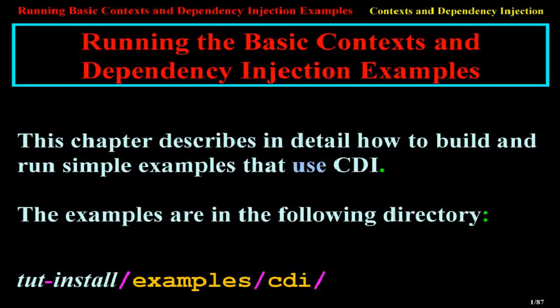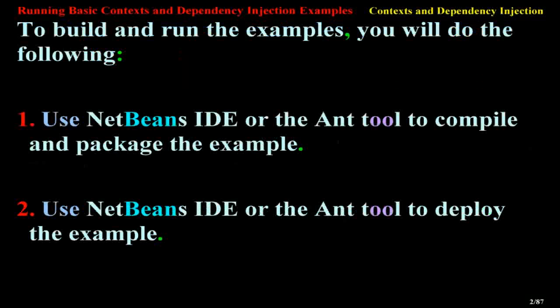Running the basic contexts and dependency injection examples. This chapter describes in detail how to build and run simple examples that use CDI. The examples are in the following directory: tut-install/examples. To build and run the examples, you will do the following.